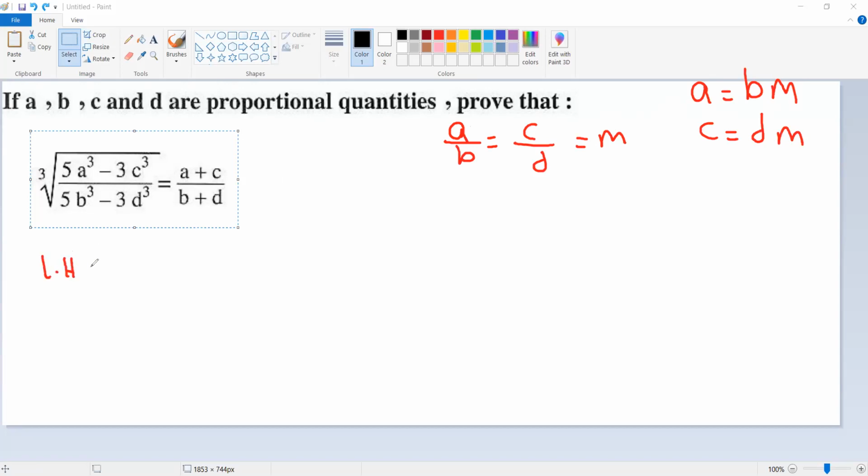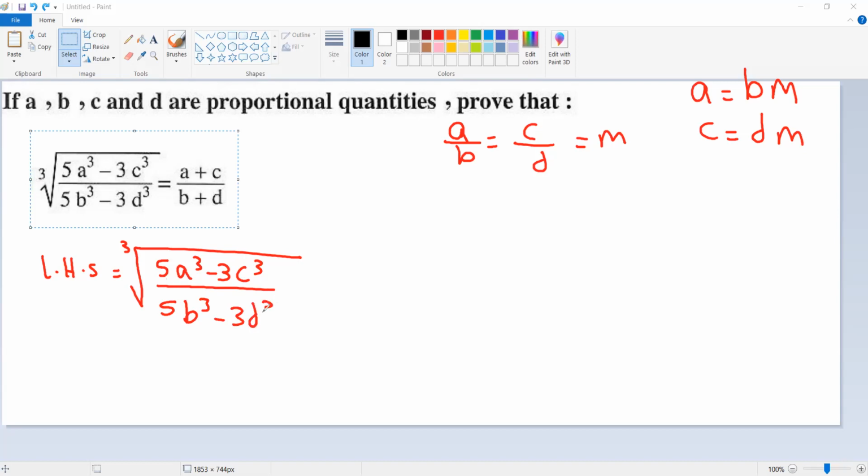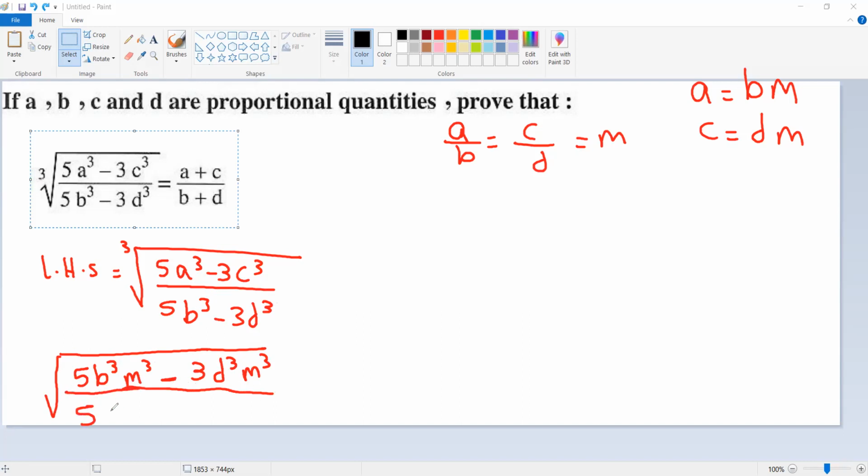The left-hand side is equal to the cubic root of 5a to the power of 3 minus 3c to the power of 3, all divided by 5b to the power of 3 minus 3d to the power of 3. So instead of a, we are going to write what? A is bm, so it's 5 as it, and a to the power of 3 is b to the power of 3, m to the power of 3, minus 3c to the power of 3, it's 3, and c is equal to dm, so it's d to the power of 3, m to the power of 3, all divided by 5b to the power of 3 as it, minus 3d to the power of 3.